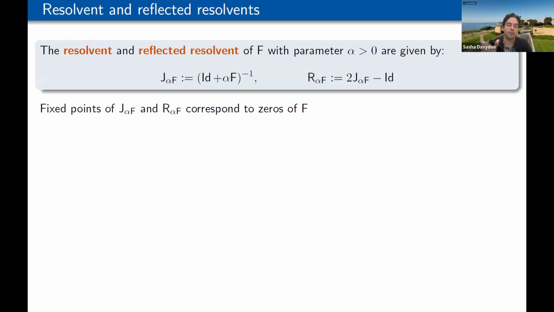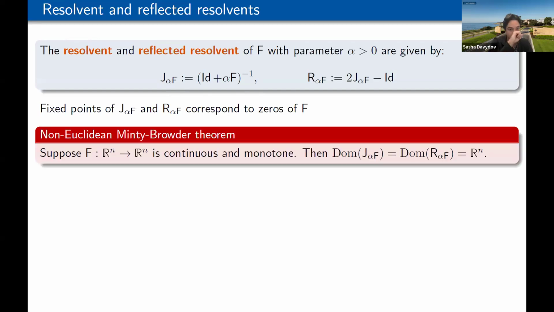I can give you an arbitrary map F, and then I can tell you what the resolvent is. But the one thing is, there's this inverse, so it's not clear in general if this resolvent exists, or on what domain it exists. And in monotone operator theory, there's a classic result, the Minty-Browder theorem, that tells you that these objects exist when F is monotone. And in our paper, we extended the Minty-Browder theorem to the non-Euclidean case. So in that case, if F is continuous and monotone, then the resolvent and the reflected resolvent have full domain, which really means that this inverse is well-defined.